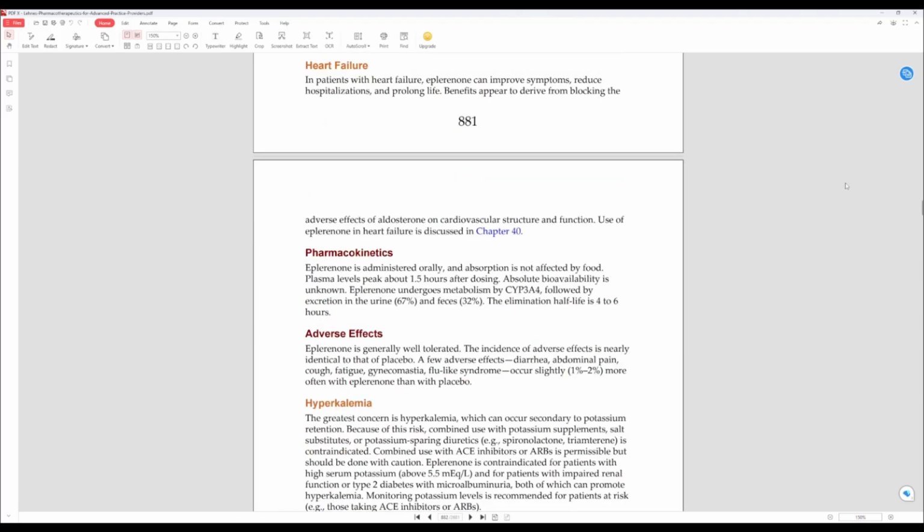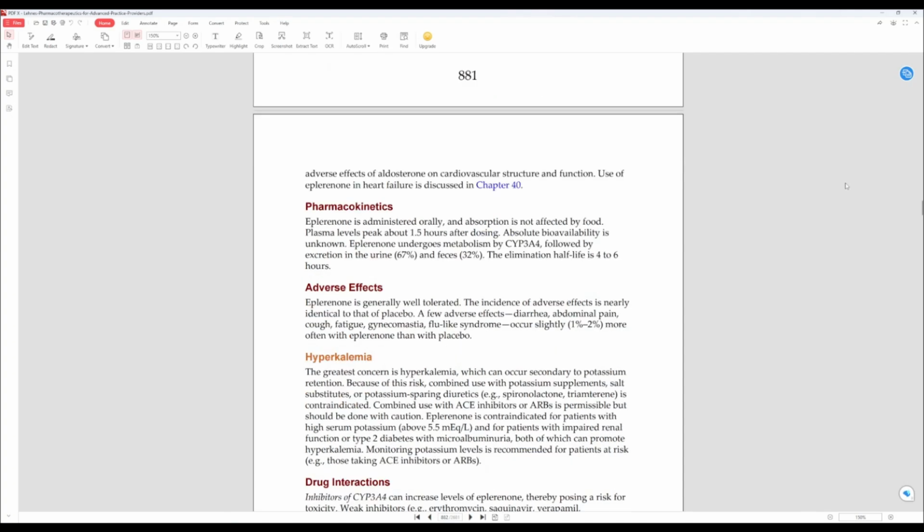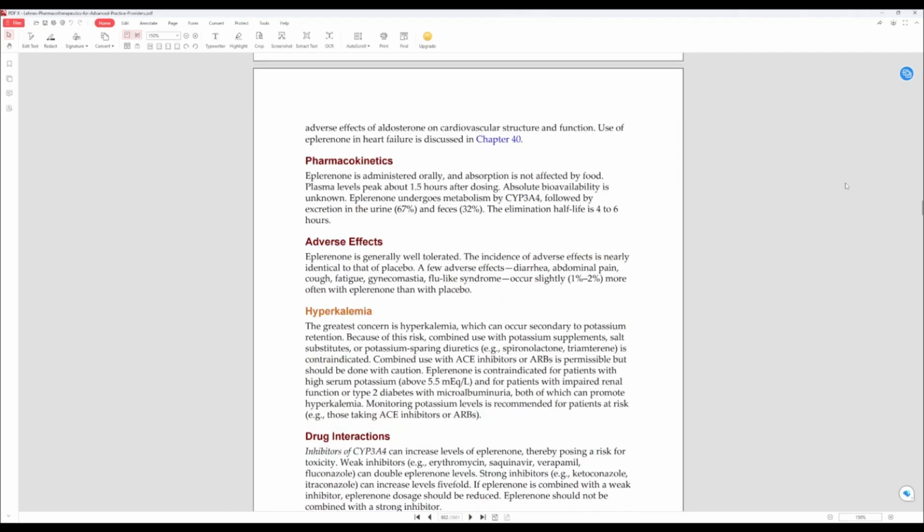So, heart failure. In patients with heart failure, eplerenone can improve symptoms, reduce hospitalizations, and prolong life. Benefits appear to derive from blocking the adverse effects of aldosterone on cardiovascular structures and function. The use of eplerenone in heart failure is going to get discussed in more detail in Chapter 40.